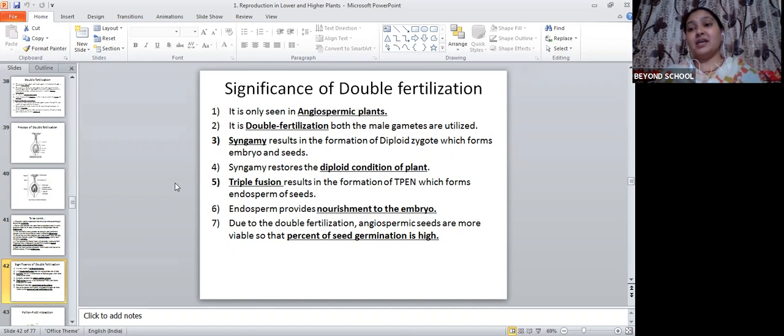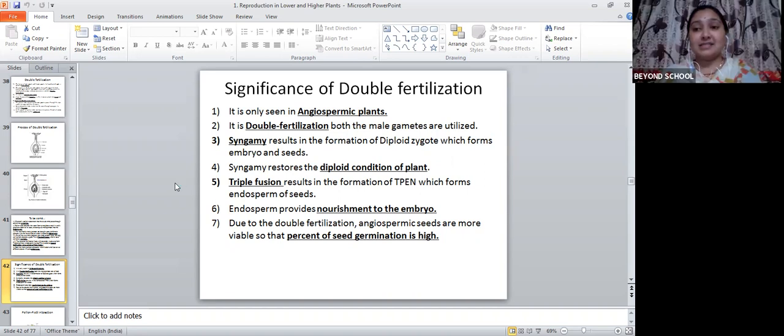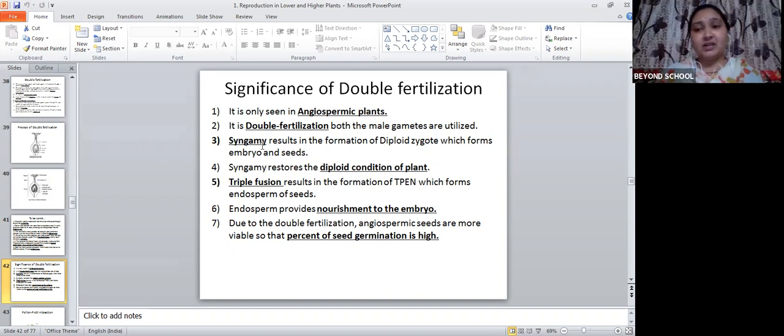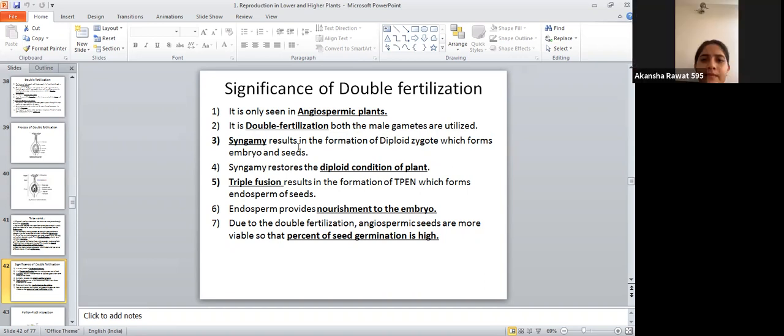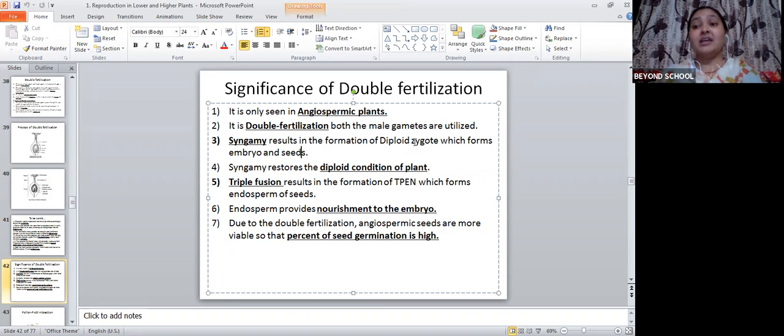And whenever the diploid zygote is formed, it will lead to the formation of our embryo and seeds, which are present in the fruits. Hence just now I said that we call syngamy fertilization also. Wherever fertilization happens and a diploid zygote is formed in plants, we have to remember that it is certain that embryo and seeds will be formed, because proper sexual fertilization has been carried out.